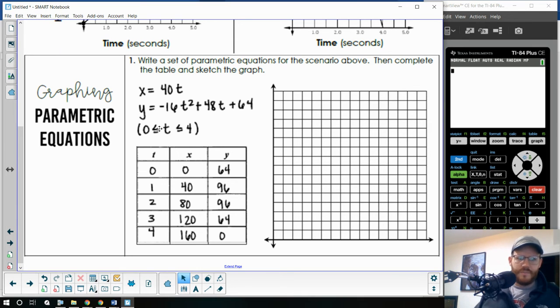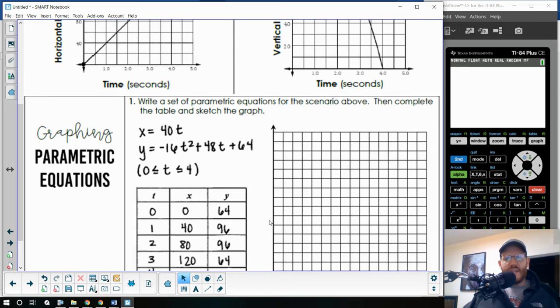Like if I plugged in 2, 2 times 40 would give me 80. If I plug in 2, negative 16 times 4 plus 48 times 2 plus 64 is going to give me 96. So those are each of my values, and I'm going to have to plot each of those values on this interval, so on this graph. So I'm going to have to scale it out.